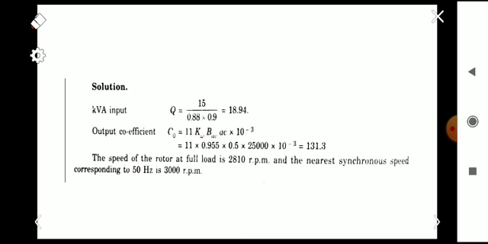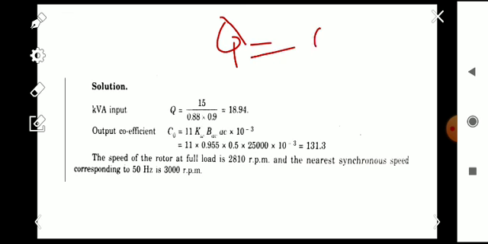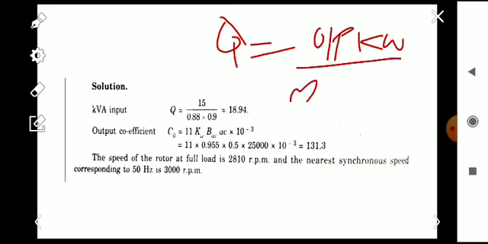Okay, and here the first step is to find the input kVA Q. We know that kVA input Q is equal to the output in kW, which is given, divided by efficiency into power factor. So this is the equation. 15 by 0.88 into 0.9, we will get Q as 18.94 kVA.